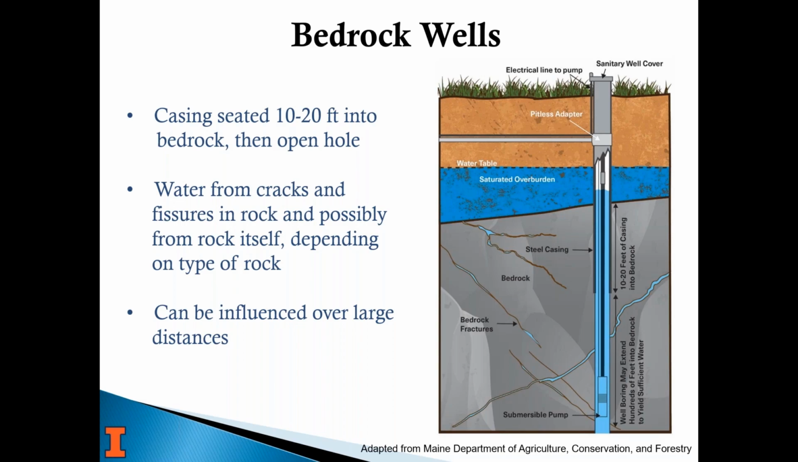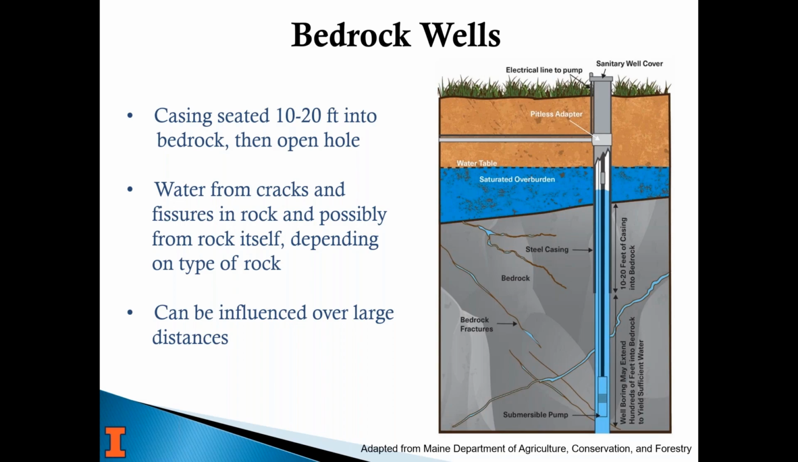So in this example, if you look at the picture, it shows casing 10 to 20 feet into the rock, and then below that, there is no casing. The rock itself acts as the casing, and the well's open to the same fractures that it hits. So that can be good and bad. If you have a lot of fractures, then there's going to be a lot of water available, and it's pulling from whatever direction the fractures go, and that's also the bad thing.